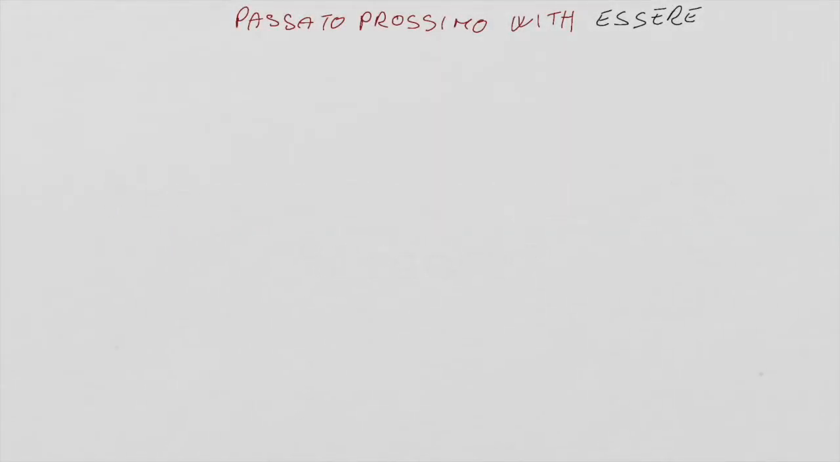You have already learned how to form the passato prossimo with the auxiliary avere. You do the same, it is better to say almost the same, when you want to form the passato prossimo with the auxiliary essere. In fact, you must combine the present tense of essere and the past participle of the verb you want to make past.